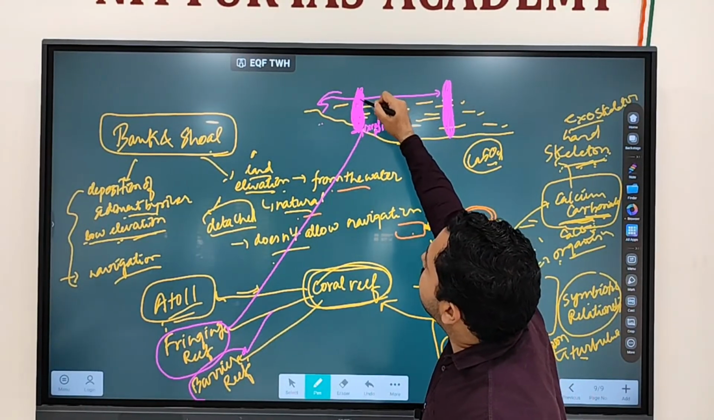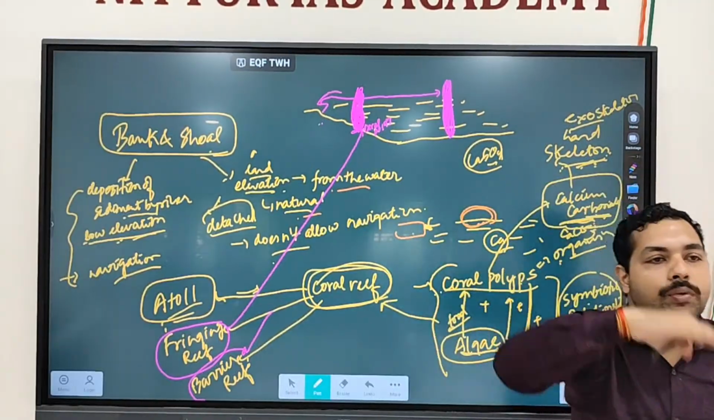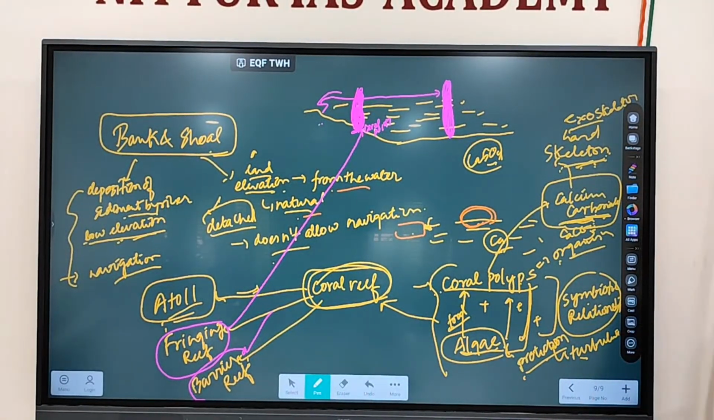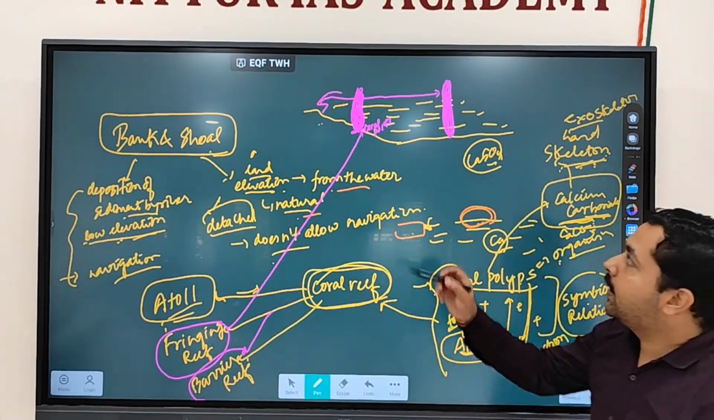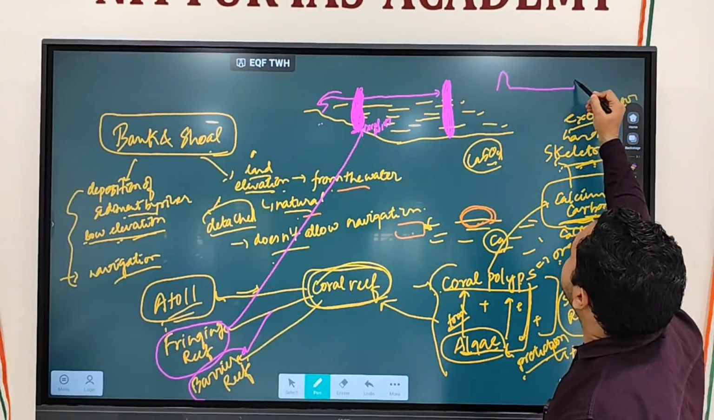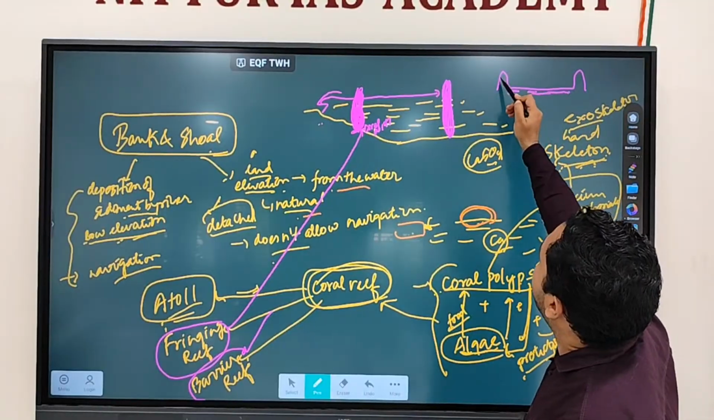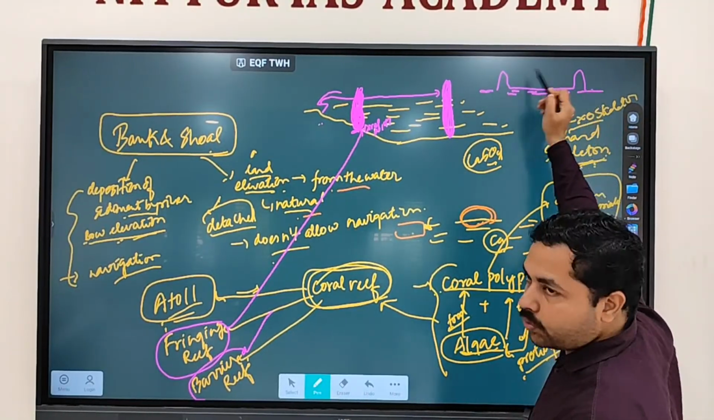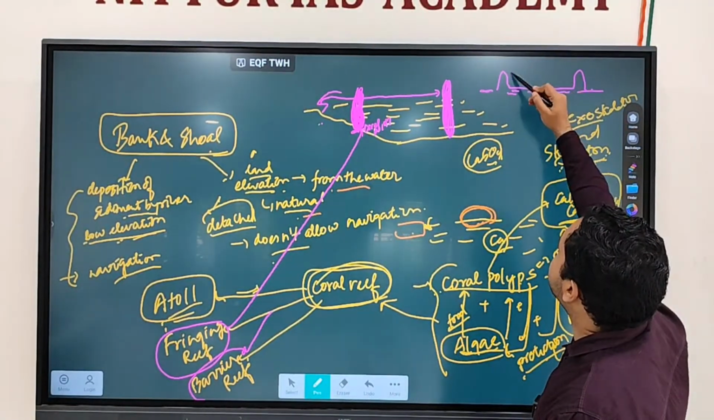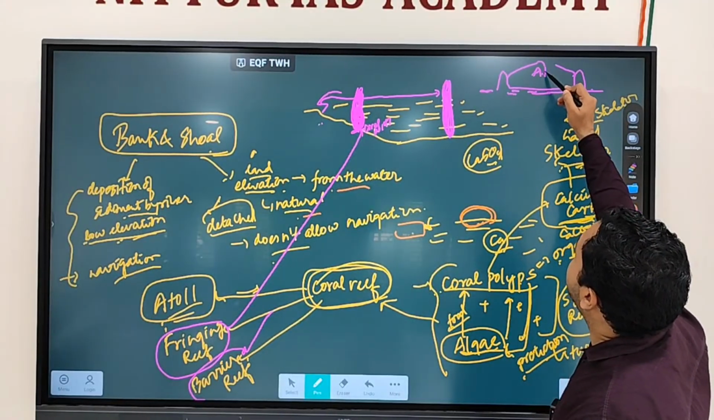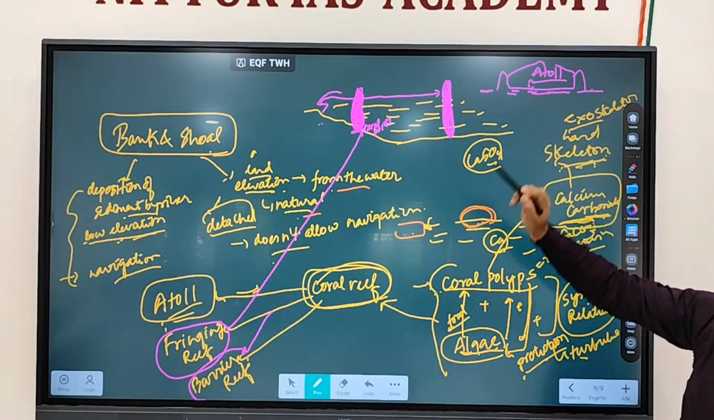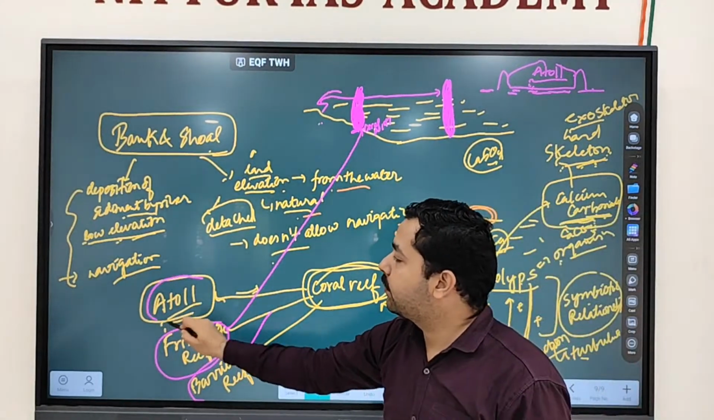This hard skeleton starts to come above the water. What will happen? Then they formed like this. This hard skeleton has come out. So here what is present? Water is present. And this hard skeleton has come out above the water. When it comes out, it is referred to as an atoll reef.